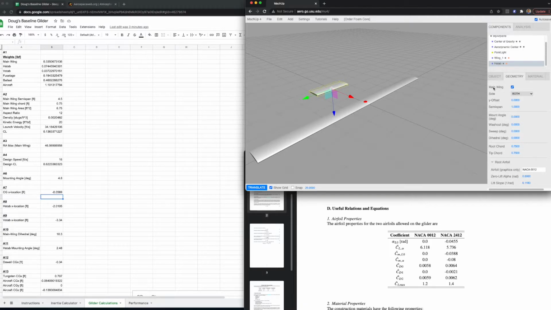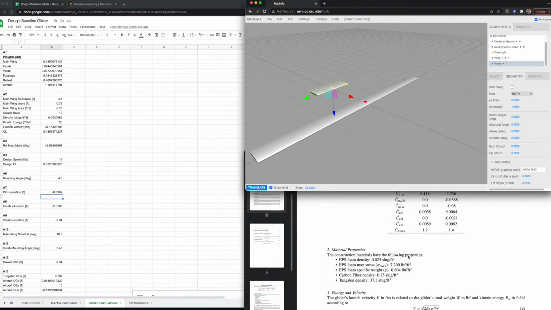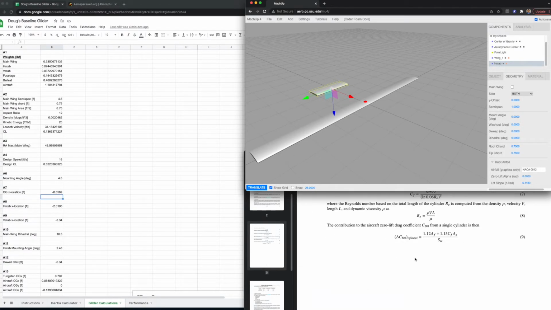Okay, now we've got to deselect main wing right here because right now it's saying, yes, I'm going to include this area in the main wing area. We don't want that to happen, so we're going to deselect that. And so now it's not going to include this area when it computes the area to non-dimensionalize all the coefficients.